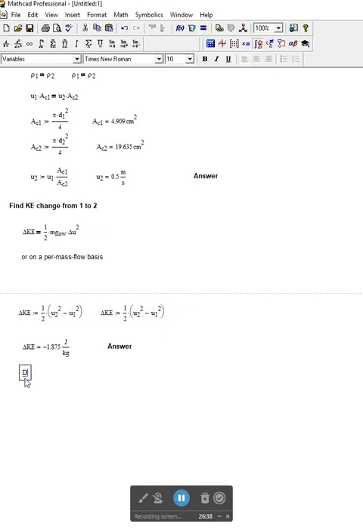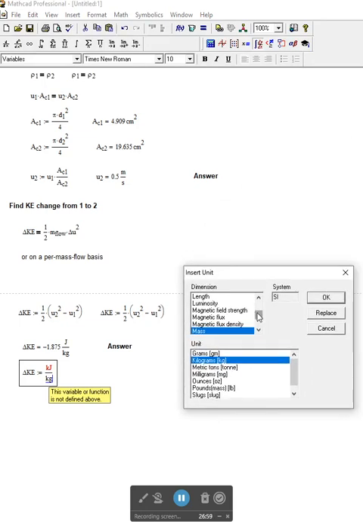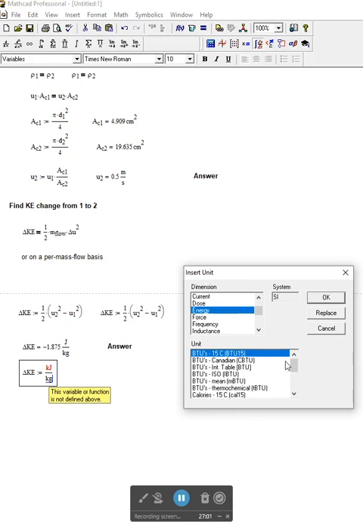And so let's do KE is equal to, and then I do kilojoules, so KJ per kilogram. And note, MathCad doesn't know what a kilojoule is, all right? If I bring up my units and look at energy, you can see all these different energy units. It only knows what joules are. There's no kilojoules in here, so what do we do?